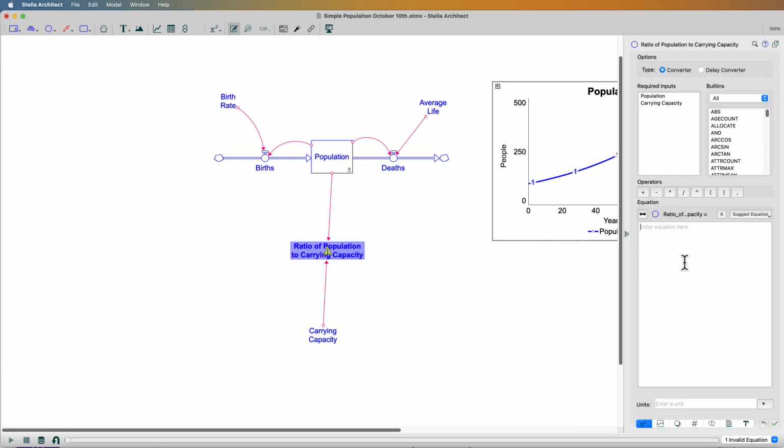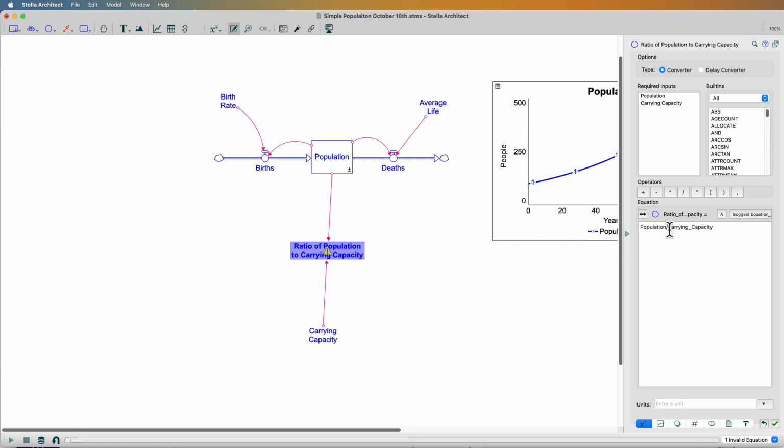I've been saying that the equations are, at this point, simply addition, subtraction, multiplication, and division. And just from the name of this, the ratio, I know I'm going to be doing division of population to carrying capacity. So population will be in the numerator, and I'll put a division sign in here, and carrying capacity will be in the denominator. Whoops, let me double click on that. I clicked on the wrong variable. I've got to go up here into my required inputs.